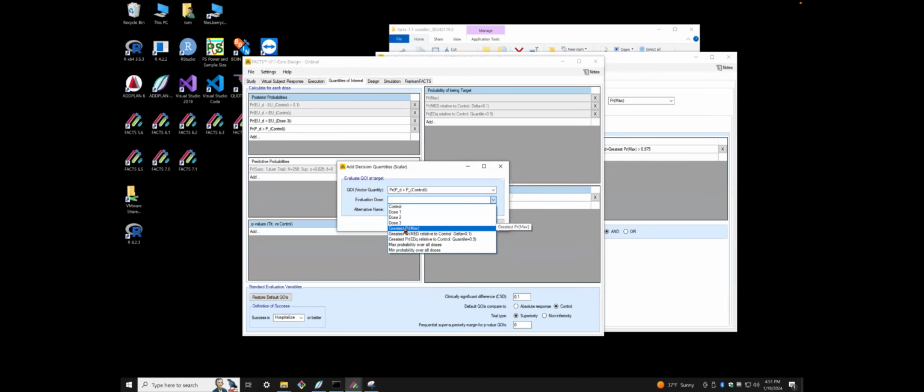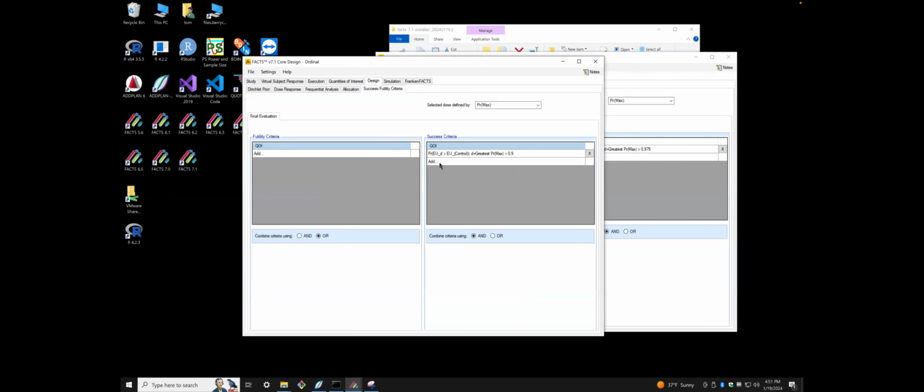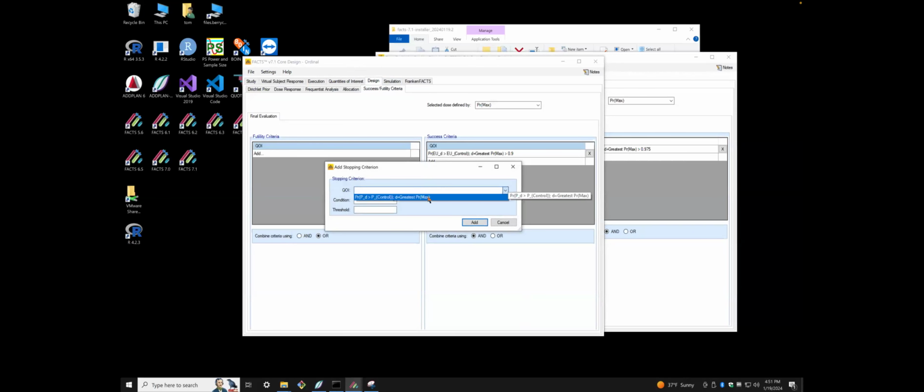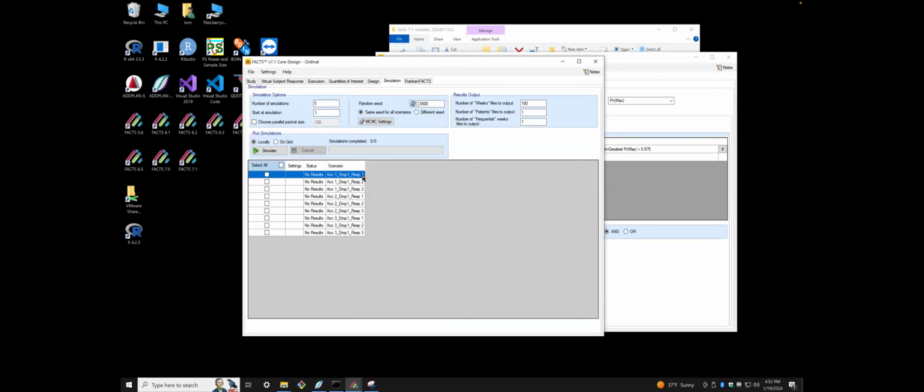And I want to evaluate this at the same dose. So now I've got a second endpoint I can compare. And I'm just going to require it to be better than control. So the probability that it's better than control simply has to be 50%. And then we can run some simulations.